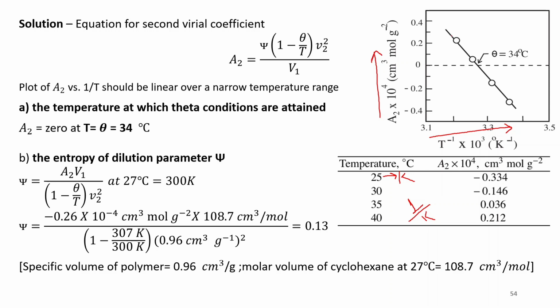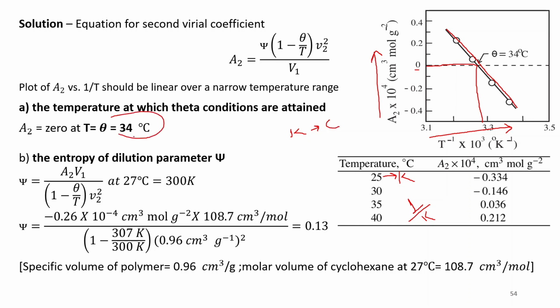By plotting we get a linear curve which has a negative slope, right? So we know that for calculating the theta temperature, we should have A2 equal to 0. Whenever A2 is 0, that temperature is known as the theta temperature. So A2 is 0 here, and when we calculate, we get some value. What we will do is take the reverse of that value, and then convert Kelvin back into degrees Celsius, and we get 34 degrees Celsius as our theta temperature.